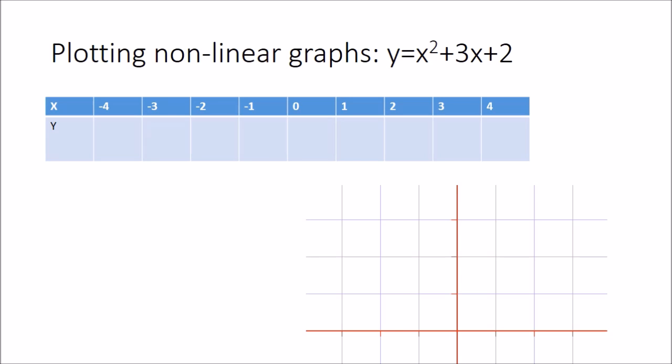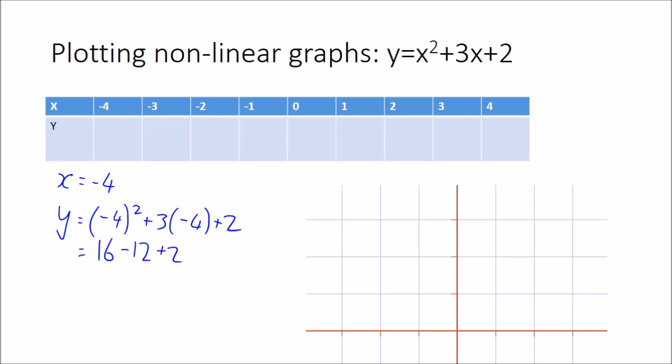So for my first one here at -4, when x equals -4, y will equal -4 squared plus 3 times -4 plus 2. And okay, so -4 squared is 16 minus 12 plus 2. 16 minus 12 is 4, plus 2 is 6. So that's the value there. And then I've just got to keep working through.